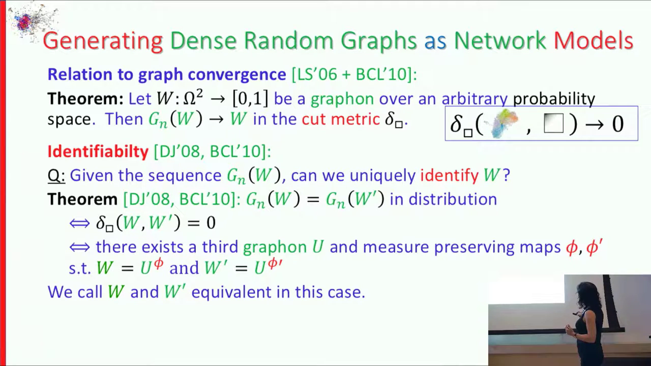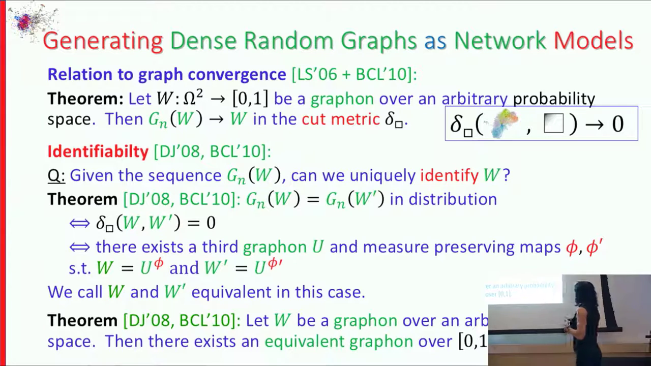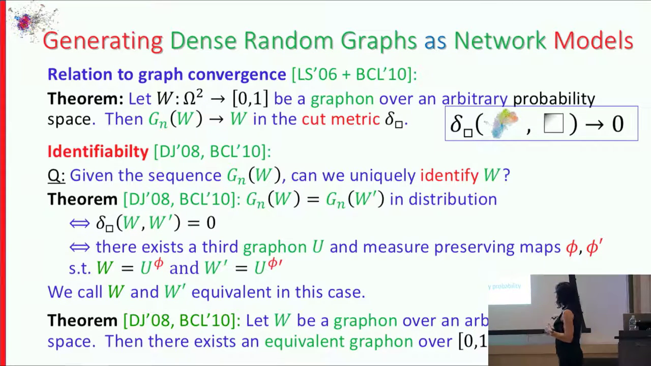this distance is zero if and only if there's a third graph, and measure preserving maps which take both W and W prime to it. There was a mistake in the early statistics literature which said that there had to be one measure preserving map that takes one to the other, but there are easy counterexamples to that. So there have to be two measure-preserving maps which take you to a third one. And this sounds more powerful than it is.